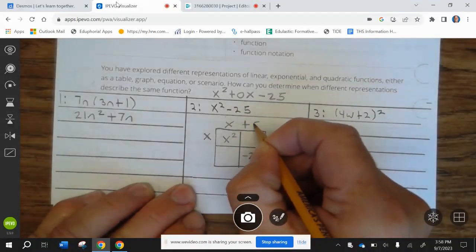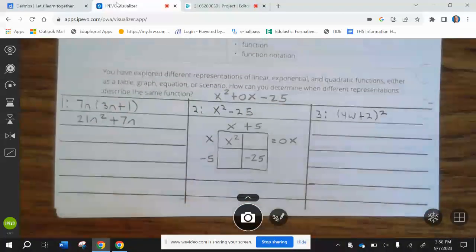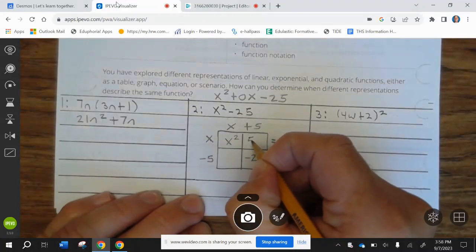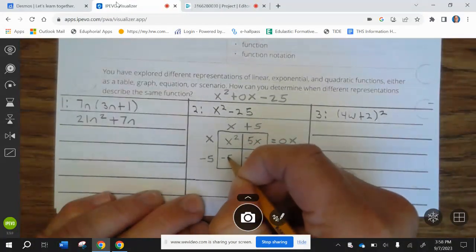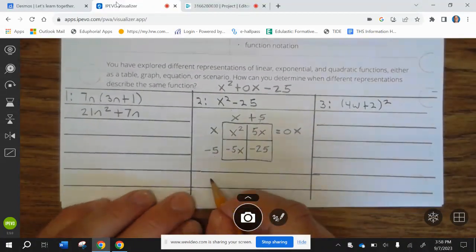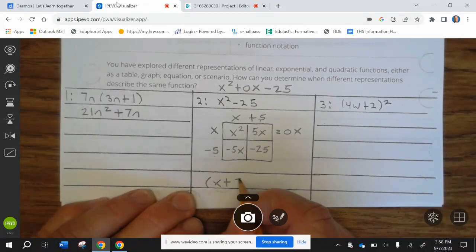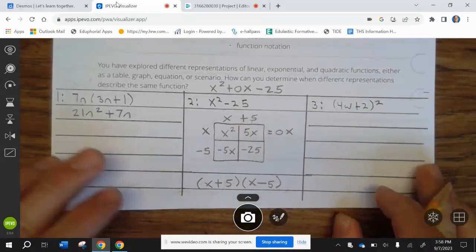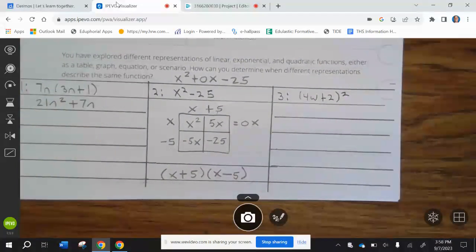So plus 5 and negative 5. So x times 5 is 5x. Negative 5 times x is negative 5x. 5x minus 5x is 0x. Negative 5 times 5 is negative 25. So this factors to be x plus 5 times x minus 5. Let's take a look at number 3.